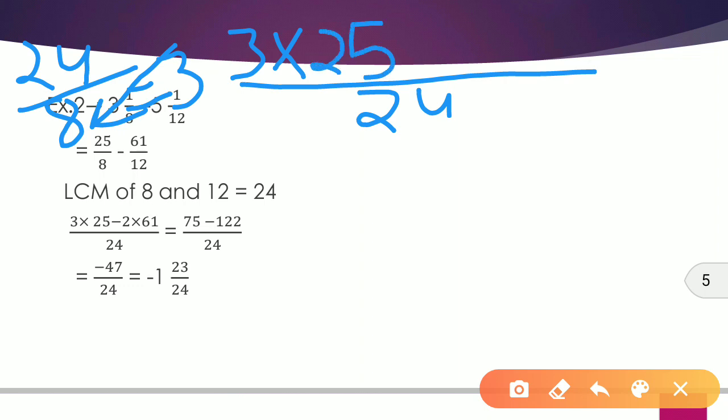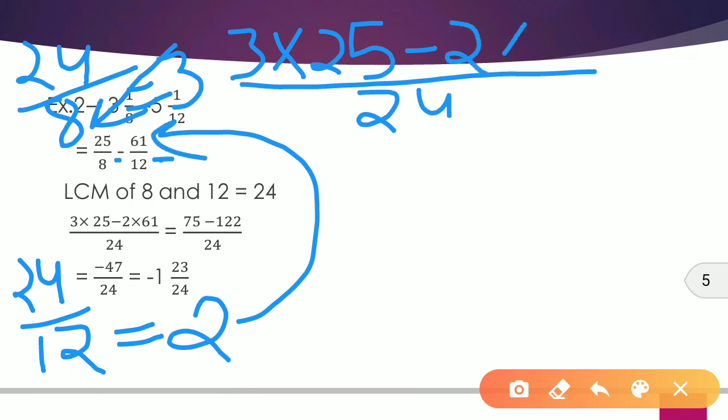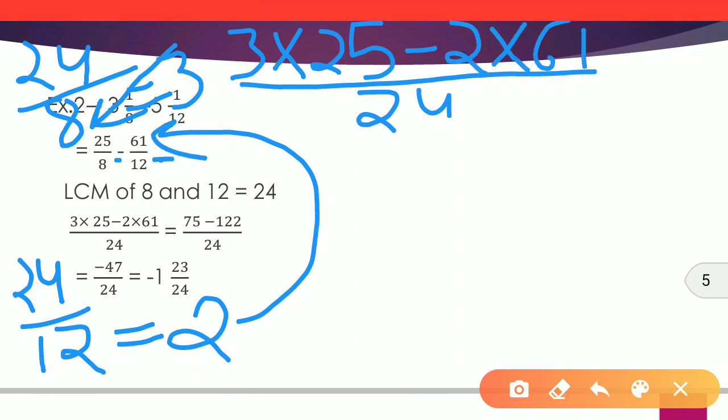Now multiply this 3 in the numerator, means 3 into 25. Now what is the sign? The sign is negative, so write negative here. After that 24 divided by the denominator 12 gives you 2. Multiply this 2 in the numerator, means 2 into 61.